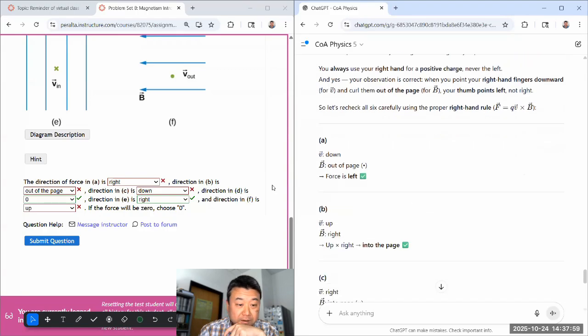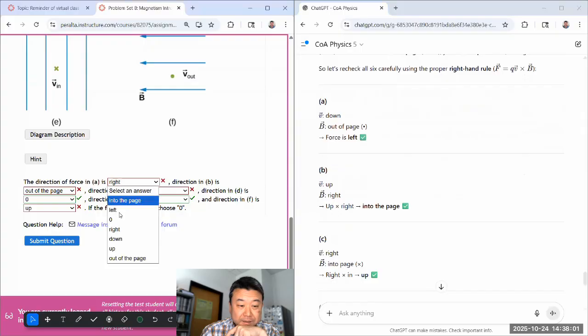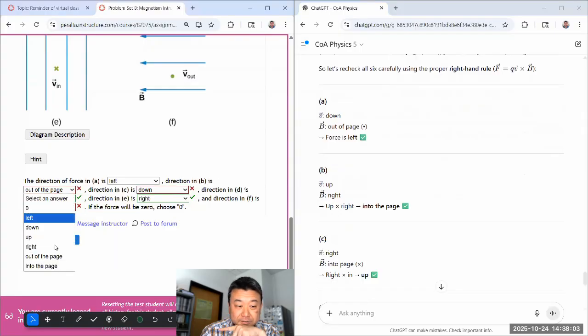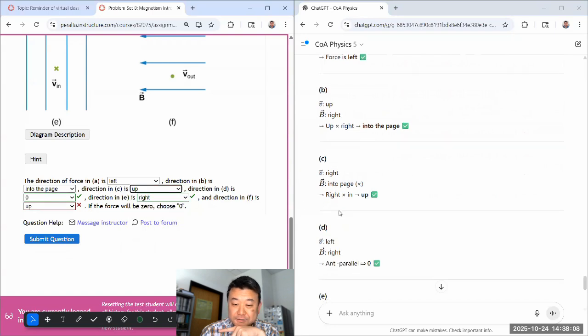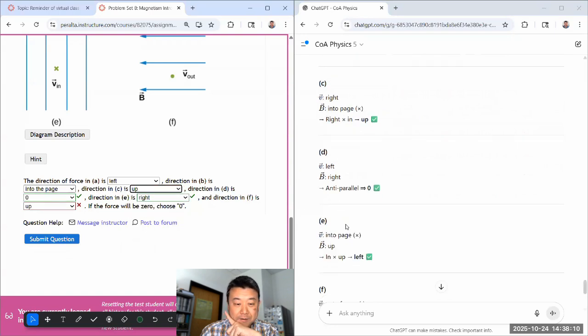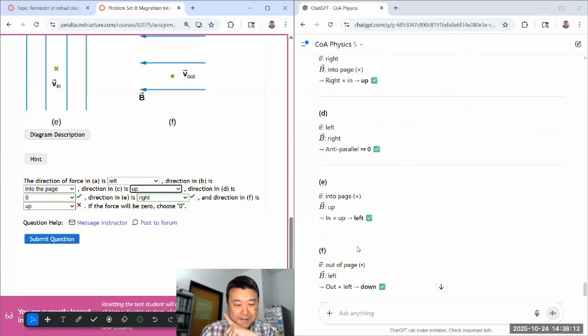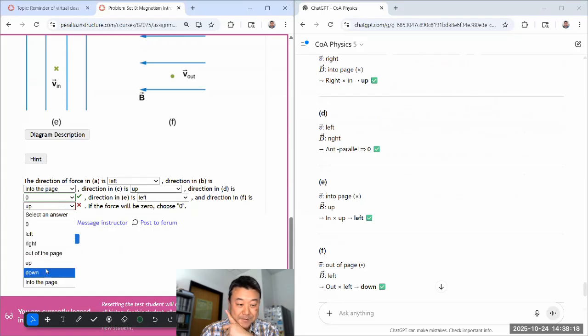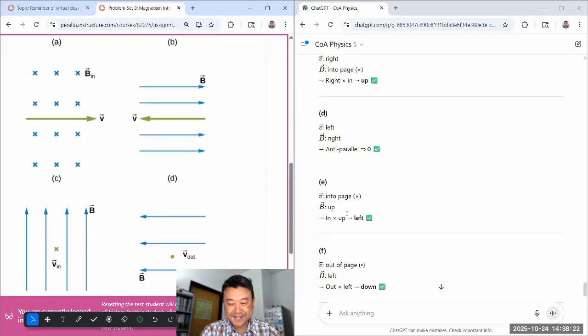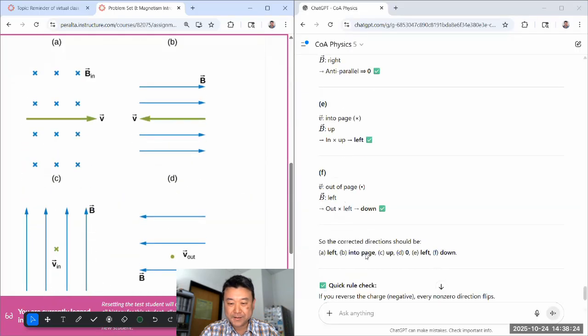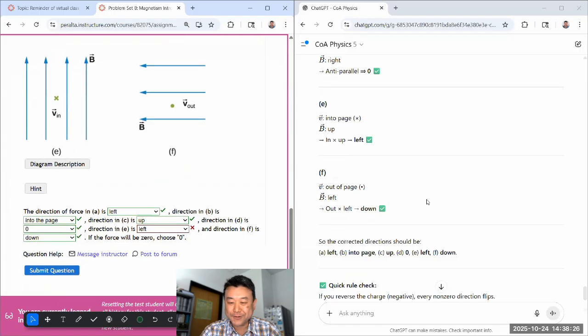Left. Okay, is it going to get it right the second time? Maybe. Left into the page. Up. That is interesting. It missed it the first time, but I think it reversed everything. So in the process, it improved, but not perfect, because the E shouldn't be left. The right was correct.